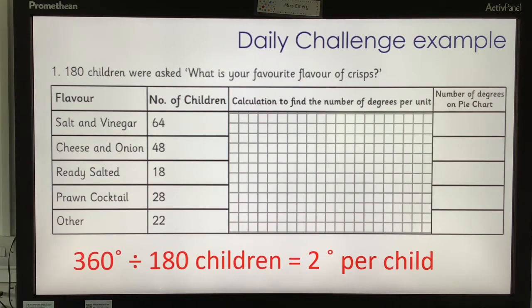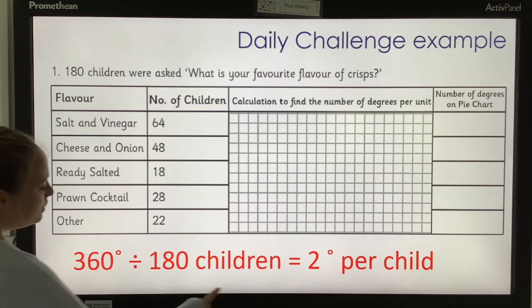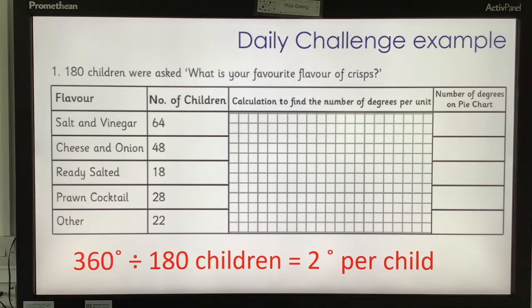So each child would represent 2 degrees because we've got 360 degrees in total. We've got 180 children that were asked, so each single child is worth 2 degrees because it's 360 divided by your 180. It's always the number of degrees, which is 360 in a full circle, divided by your total units of data. So each child is worth 2 degrees.